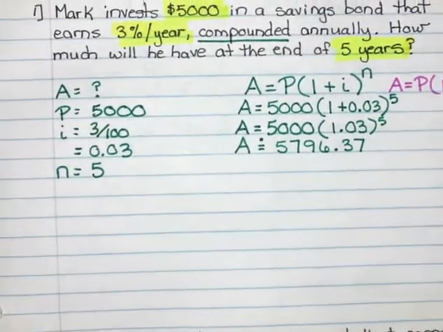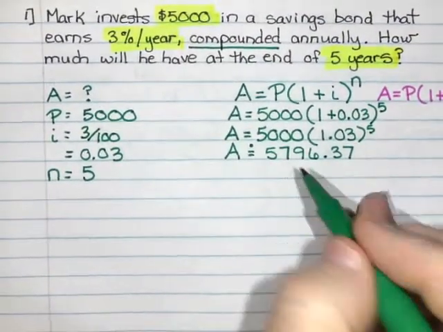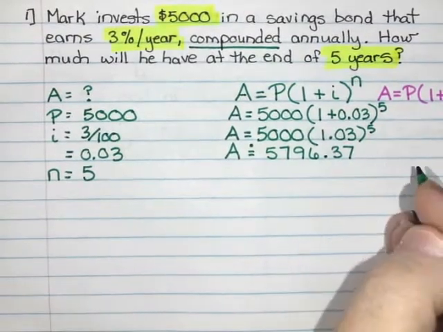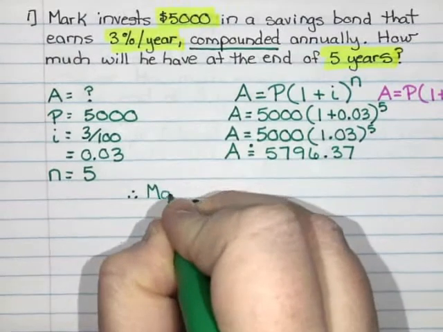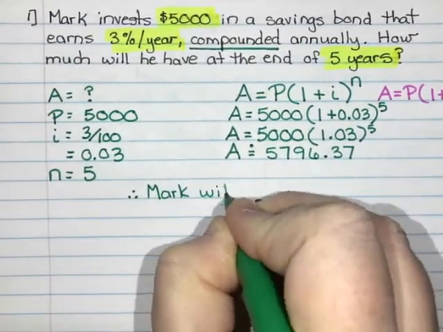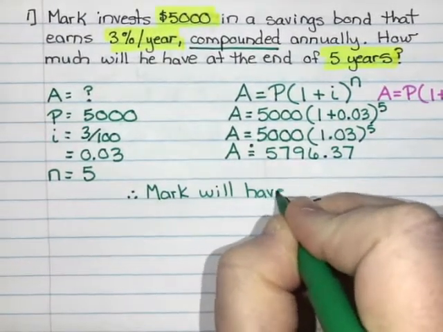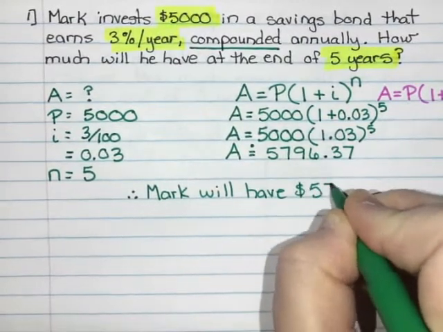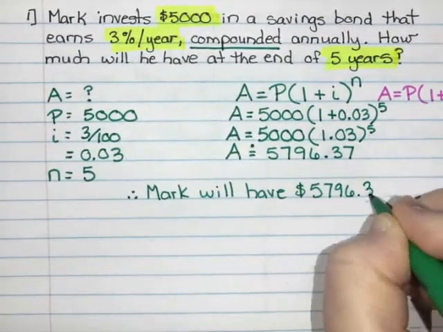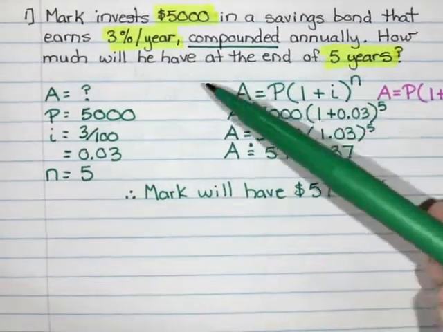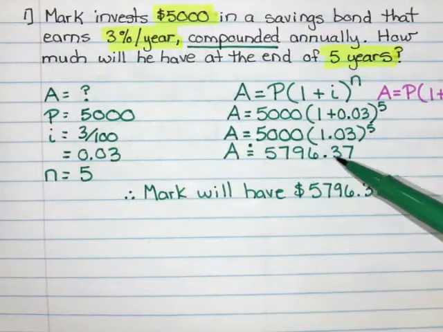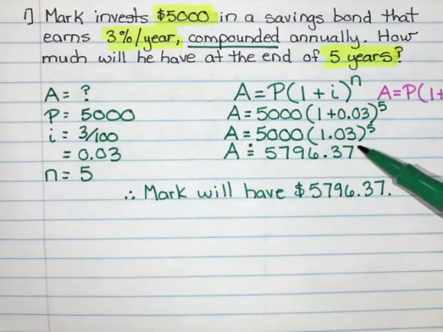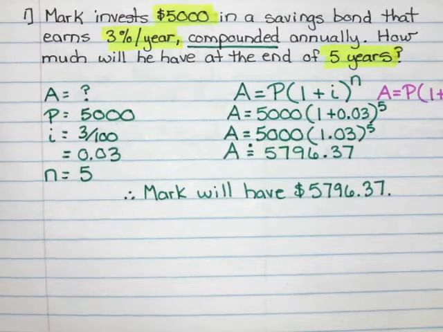So how much money will Mark have? Mark will have $5,796.37. Not too bad. So since he started with $5,000 at the beginning and he ended with $5,796.37, he actually made $796.37 in interest, which is pretty good.